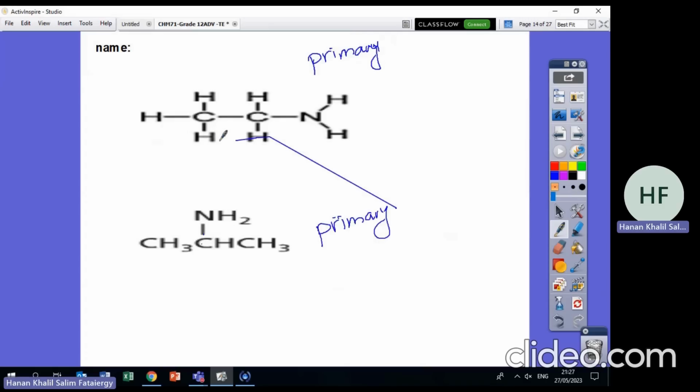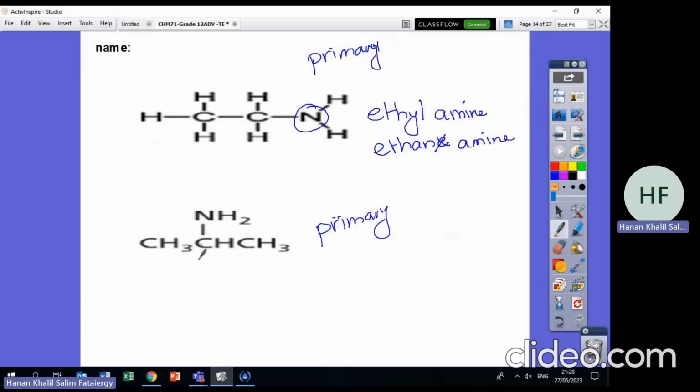Now, how do we name this compound? We have two carbons, so I will say ethyl, and then this nitrogen is amine. Sometimes you can say it like this: ethane, and then you remove the E and you say amine. Both are correct. Now this one is propyl amine, and the nitrogen is at carbon number 2, so I will say 2-propyl amine.